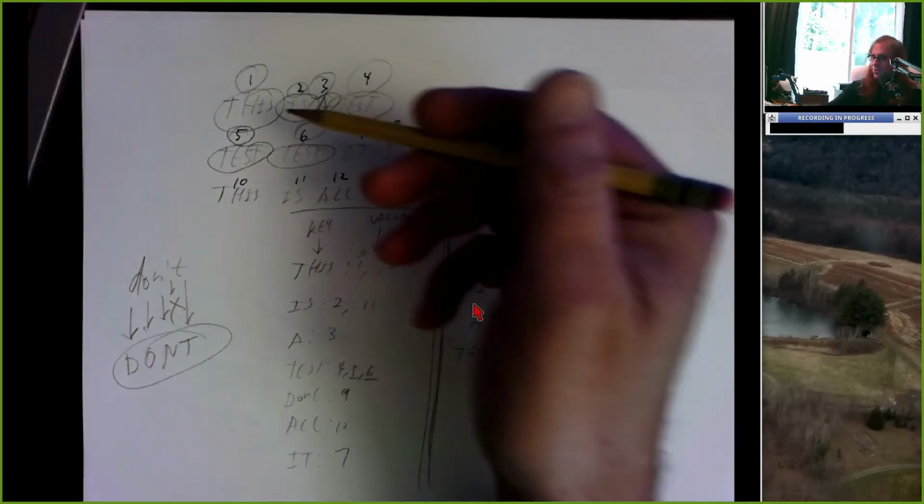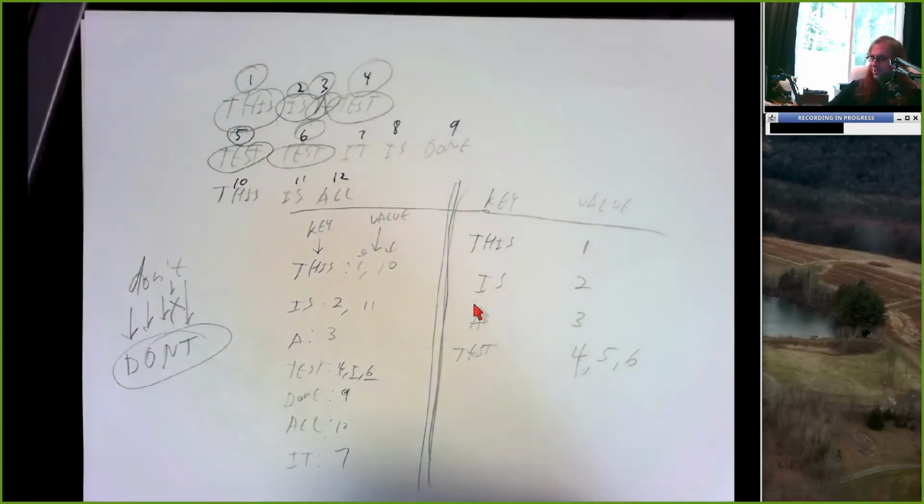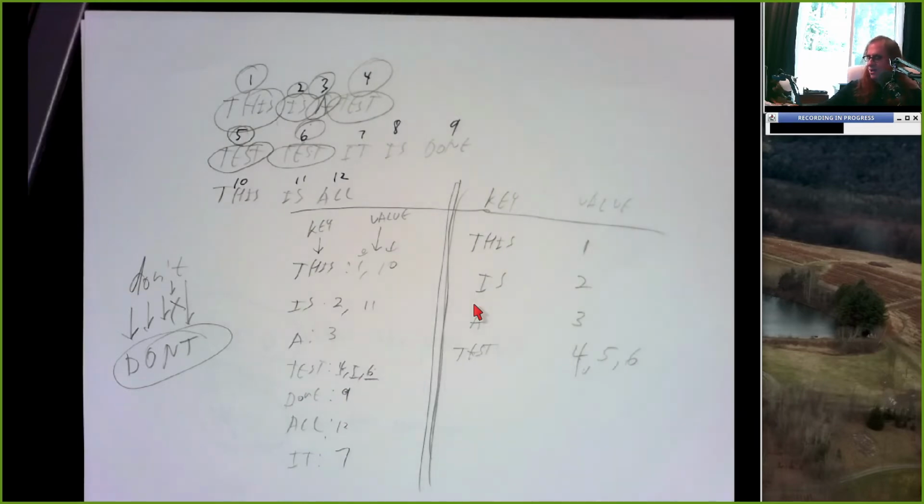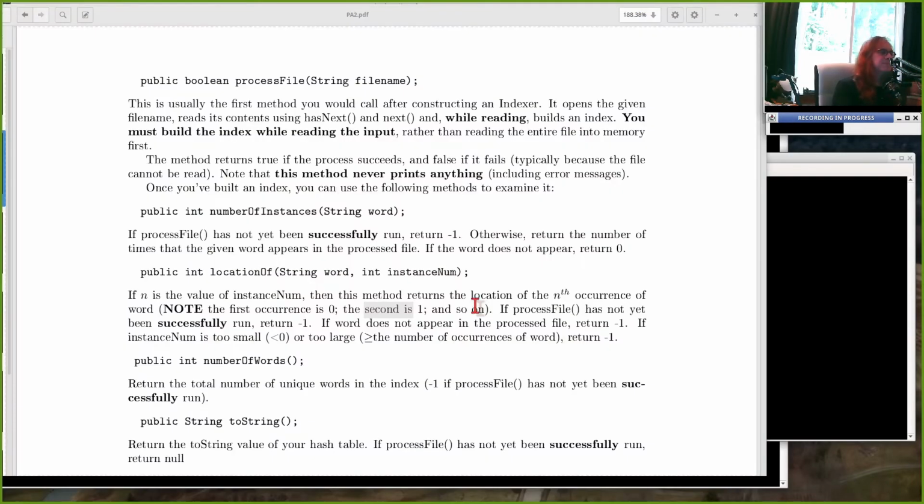So these numbers start from 1. But for instance-of, this would be instance 0, 1, 2, and then 3 or higher would give me an error. -1 would give me an error. If process file has not been run successfully, return -1. If the word is not in the process file, return -1. If the instance number is too small or too large, return -1. So that's like our universal error flag.